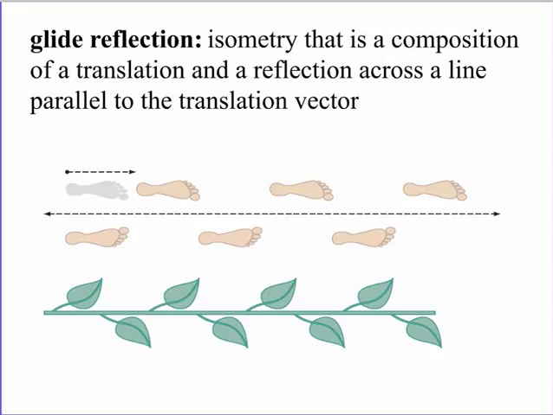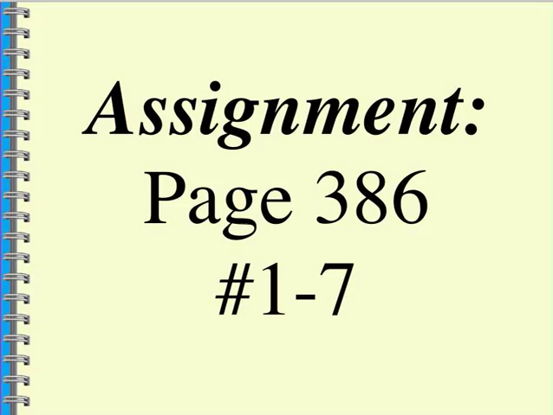So now, your assignment is in the next section, section 7.3, and we're actually going to learn about something known as tessellations next week, and we're going to do a tessellation activity. But your assignment on page 386 is to do numbers 1 through 7. Okay, 1 through 7, and that is due Monday.